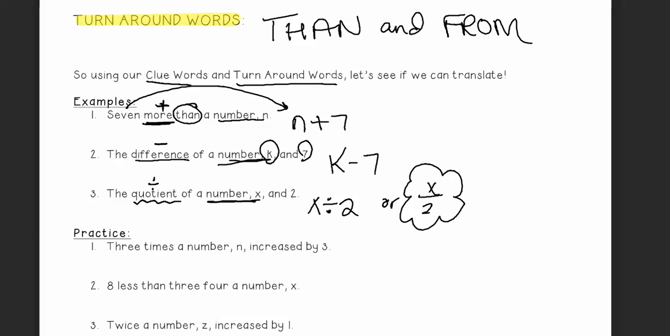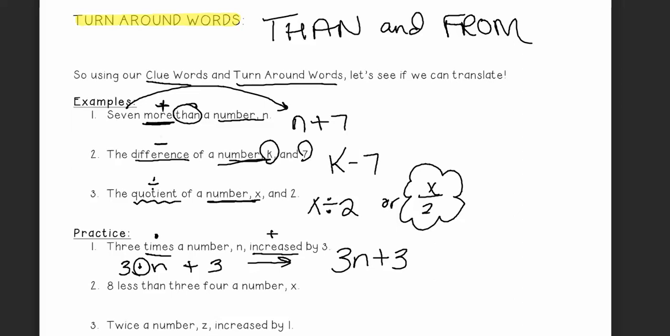So I have no turnaround words. I see the word times, I know it means multiply. I see the word increased, I know it means plus. So 3 times a number n increased by 3. And again, the better way to write that would just be 3n plus 3. I don't need to write this dot there because it's redundant, unnecessary.